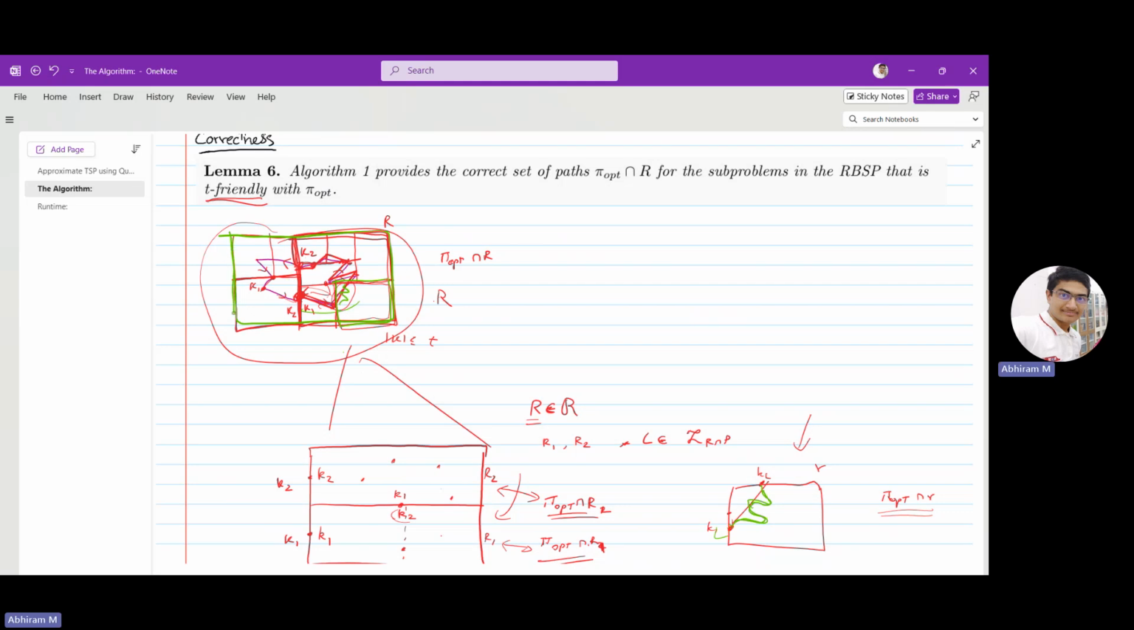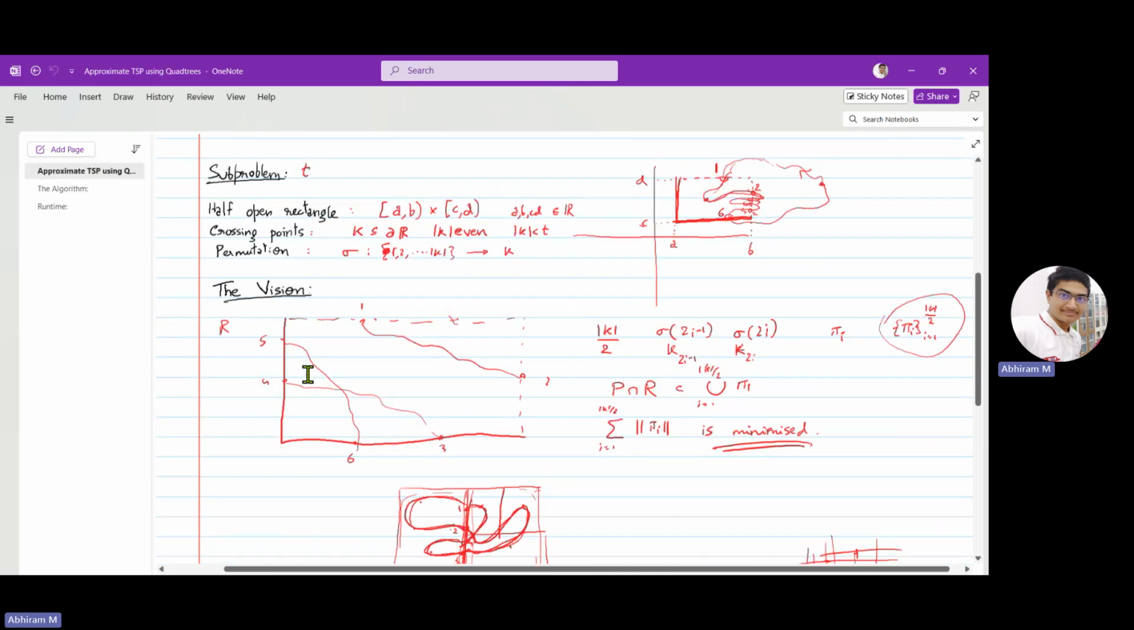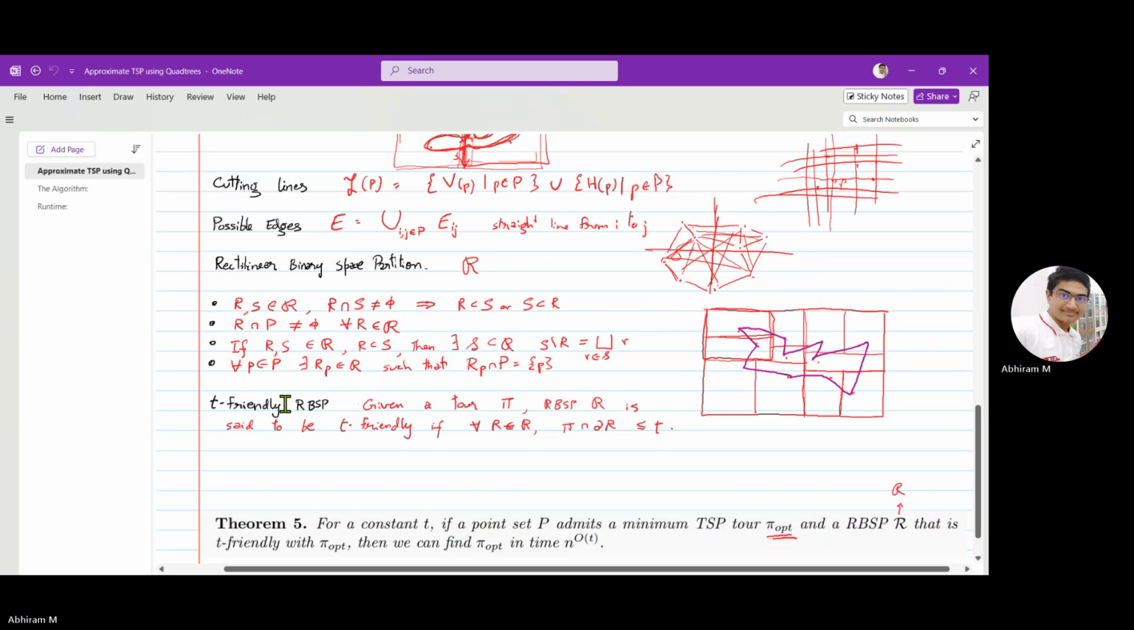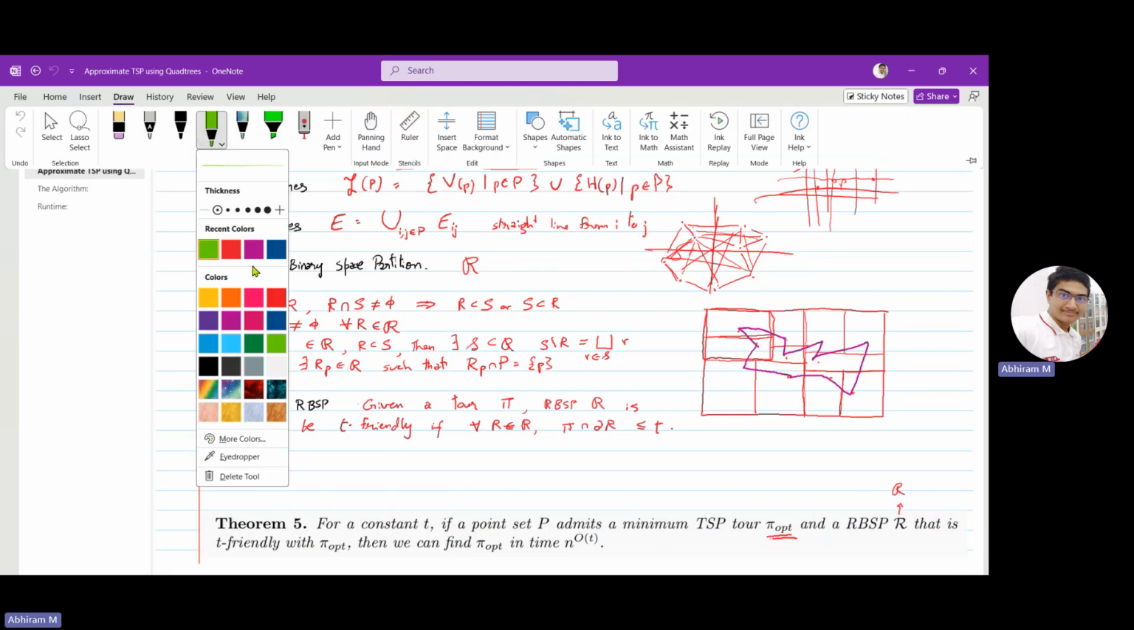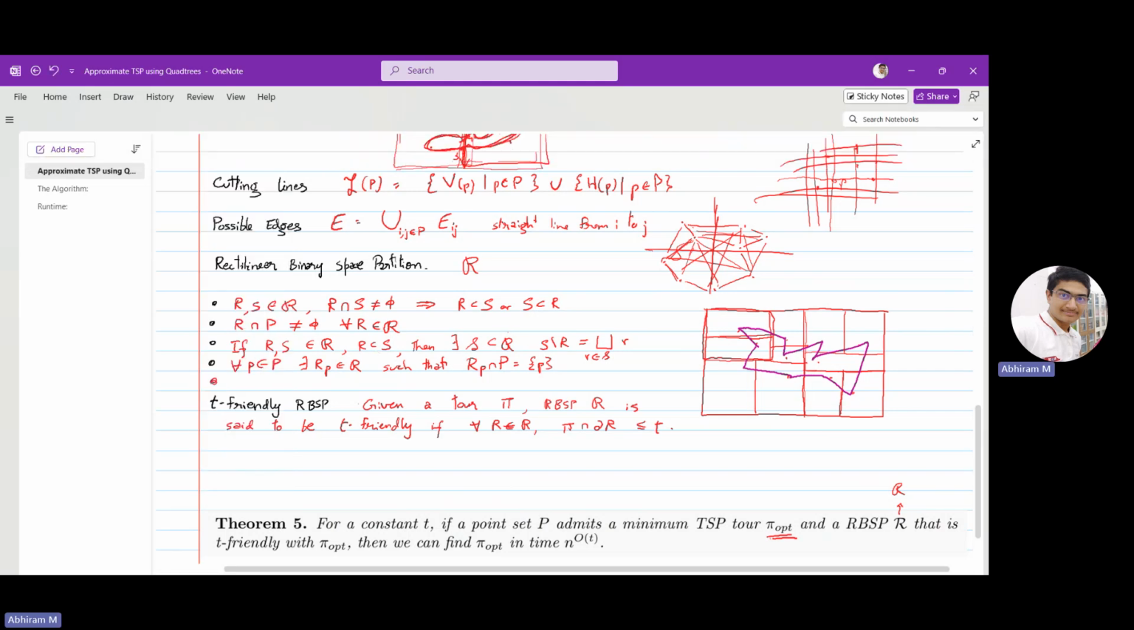Even if it doesn't, well, did I define it? I think I should have defined it. The bounding box itself has to lie in the RBSP. You just consider that and you're done. If I haven't, then let me just add that right now. I think I might have said it, but I didn't have it.